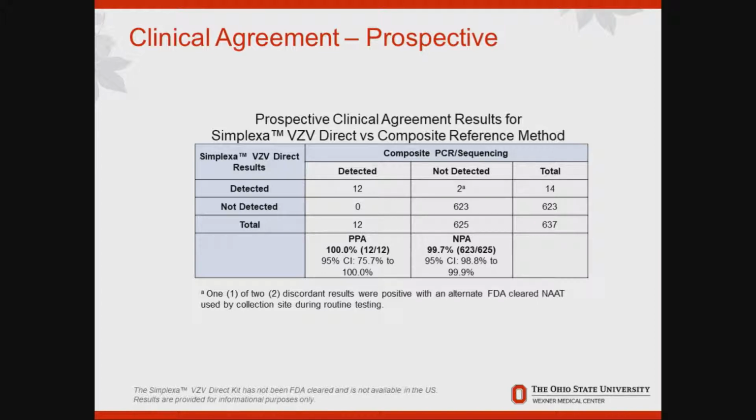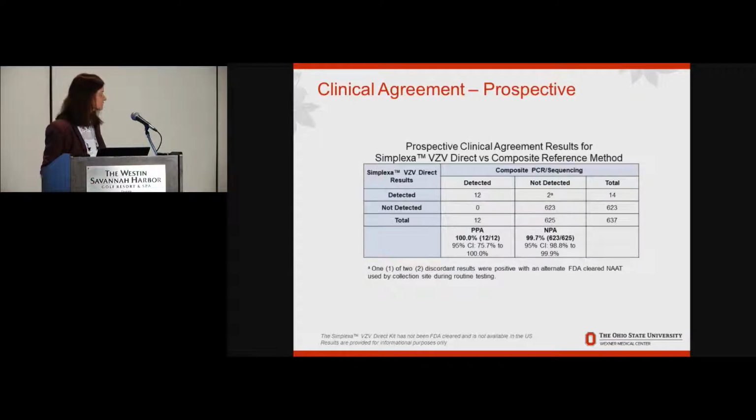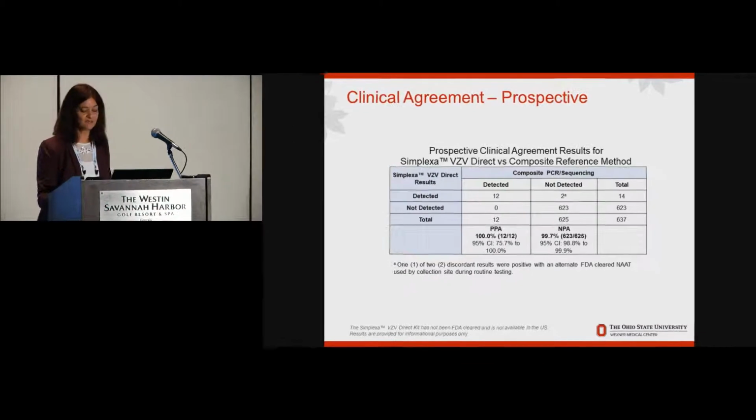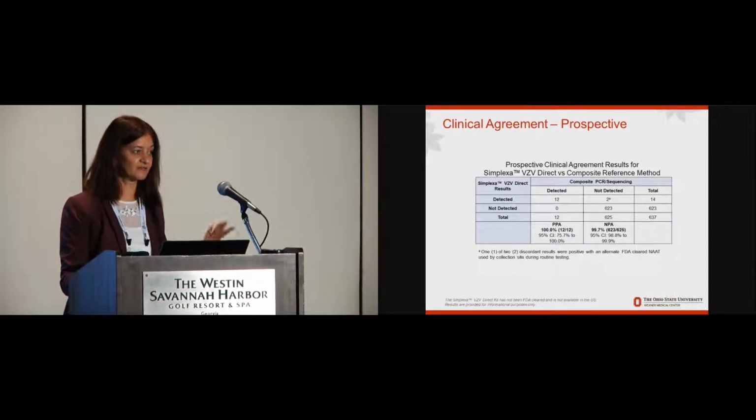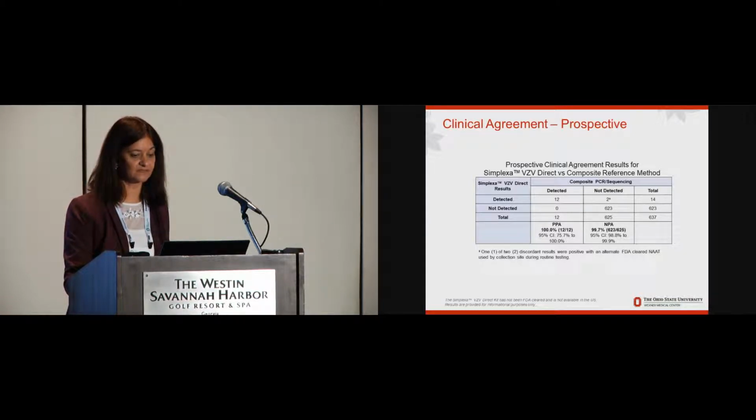Okay, so overall positive predictive agreement was 100%, and the negative agreement was 99.7%, right? So very decent, but again, the number of positives in the entire study were a little bit lower, only because of the nature of the VZV.